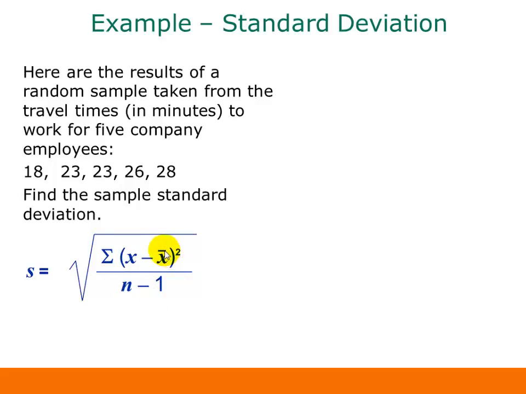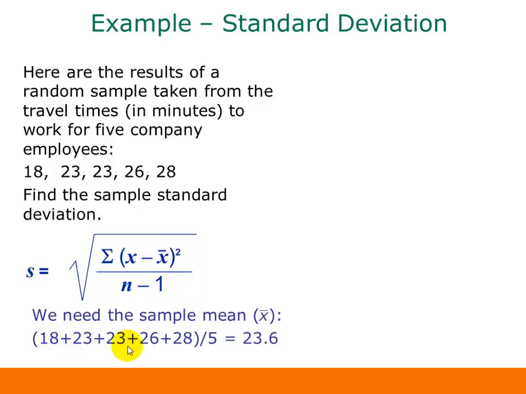So the first thing we need to note in order to use this formula is what is the mean for the sample, because that needs to go there. So to find the sample mean, we take all of the data values and add them together, and then we divide by the number of data values we have, which is 5. If we do that, we get 23.6.